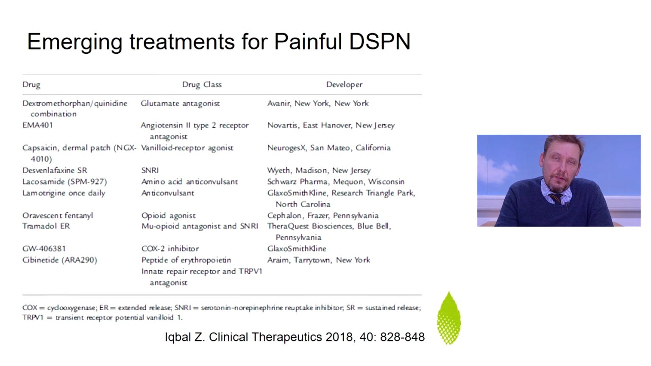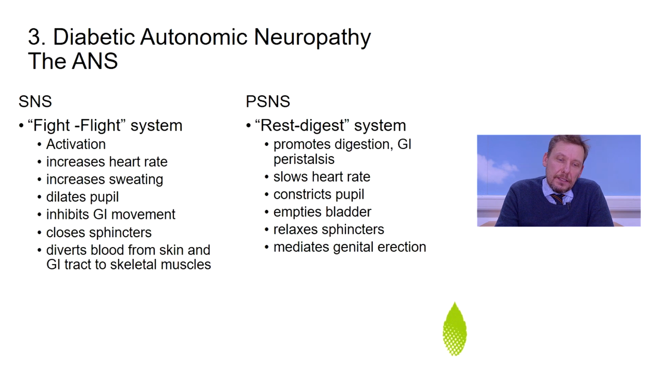Here are some examples of emerging treatments for painful DSPN, and they range from some quite familiar agents perhaps from the past, such as capsaicin, a dermal patch though in this case, through to other perhaps more modern forms of anticonvulsant therapies such as lamotrigine, through to again perhaps more controlled use of tramadol, but also some quite novel anti-inflammatory approaches too.